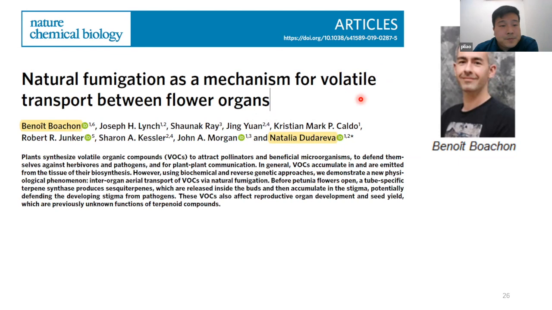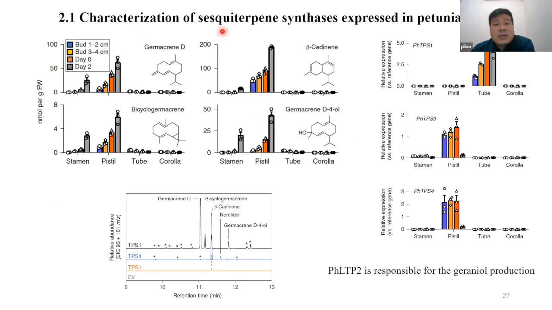So first, he found out that several of the sesquiterpenoid synthases are expressed in the petunia flowers, to answer Professor Lam's question. Indeed, in wild type flowers, during development, there's a bud of 1 to 2 cm, then a bud of 3 to 4 cm, and then even older, day zero, and then 2 days after anthesis. This is during flower development.